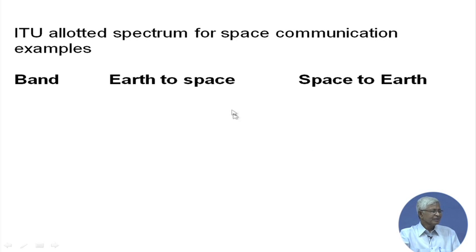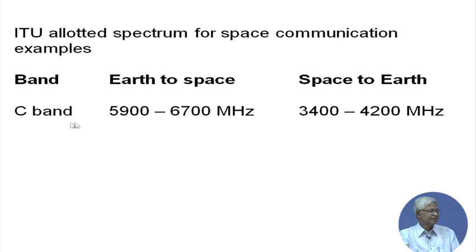Now, let us look at the spectrum which is allotted by ITU. We have seen it in the earlier slides. I have roughly shown here that in C band, almost 6 gigahertz, that is 5.9 gigahertz to 6.7 gigahertz, is earth to space, and space to earth is allotted 3.4 gigahertz to 4.2 gigahertz. In terms of megahertz it is listed here. So, that is the International Telecommunication Union specification.